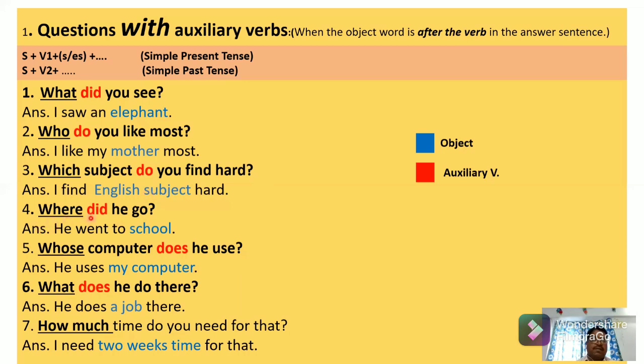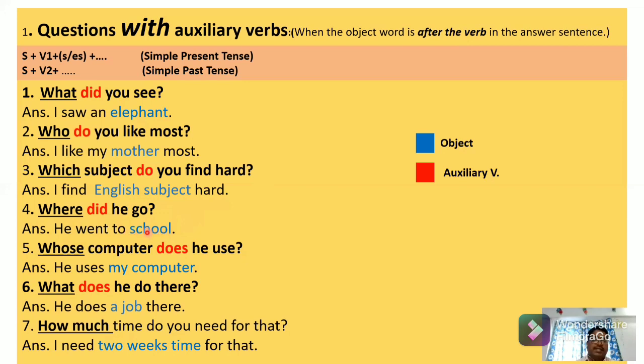The next question, where did he go? The answer could be, or maybe he went to school, he went to office, he went to the post office, or he went to the bank. Okay, the answer could be anything. But what is the answer of the question word where? Where did he go? The answer of the question word where is school. School is the object, correct?